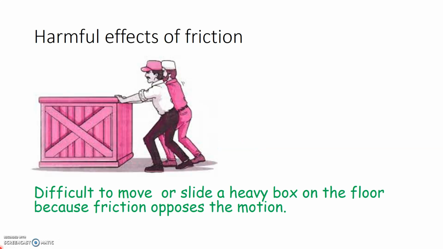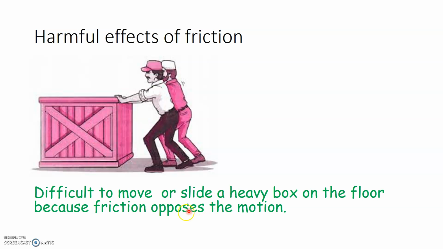Now look into this picture here. Here we see that two people are trying to move a heavy object on the floor, but they find it difficult to move it. As you can see here, there are two people who are pushing on this object in order to move it, which means it is difficult for them to move it. So friction makes it difficult for a heavy object to be moved on the floor.